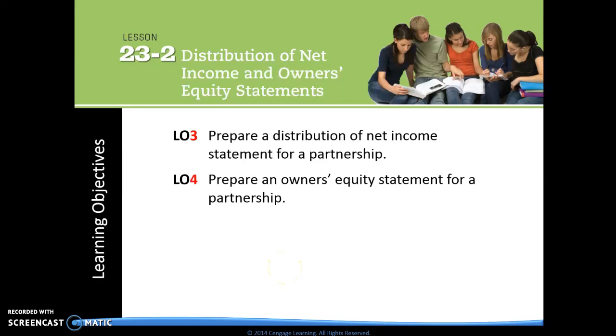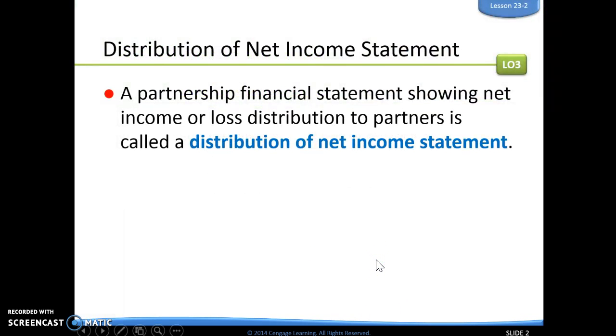23-2 distribution of net income and owner's equity statements. We have two objectives. You need to be able to prepare a distribution of net income statement for a partnership, and you need to be able to prepare an owner's equity statement for a partnership. So a distribution of net income statement is a partnership financial statement that shows the net income or the net loss and how it's distributed to the partners.